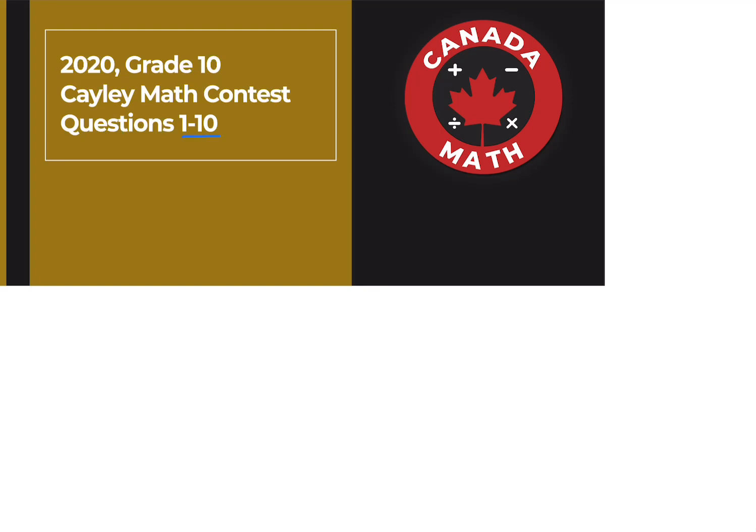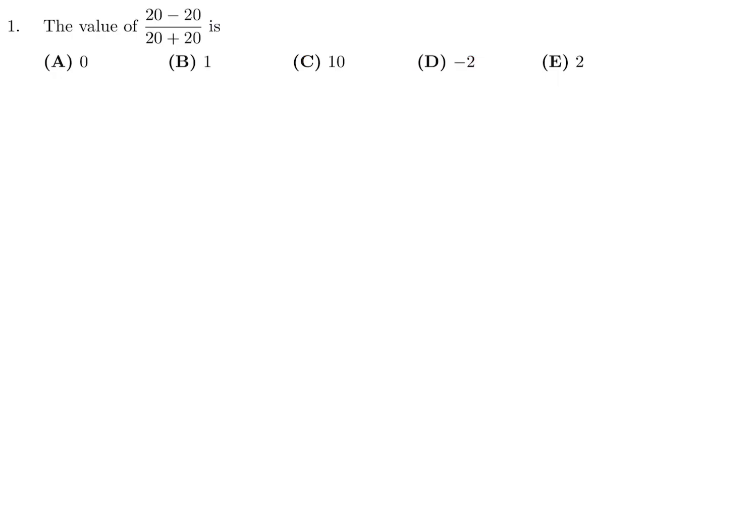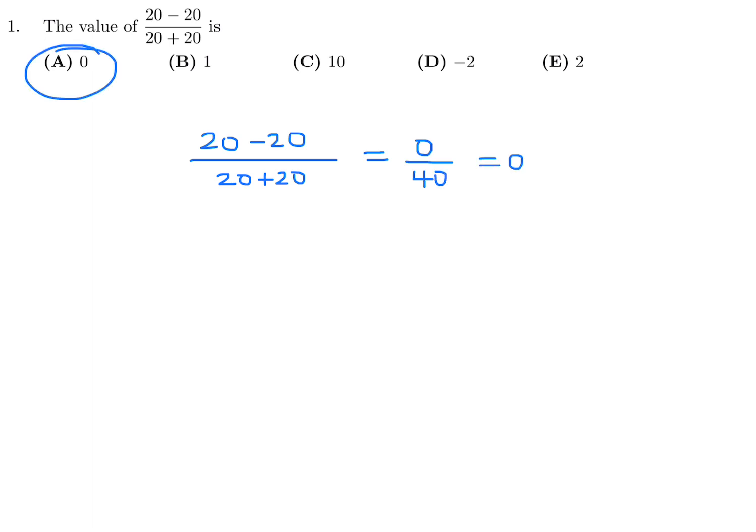Questions 1 through 10 on the 2020 Grade 10 Cayley Math Contest. The value of 20 minus 20 over 20 plus 20 is, well, 20 minus 20 is 0, and that's over 40, and that is equal to 0. So number 1, the answer is A.